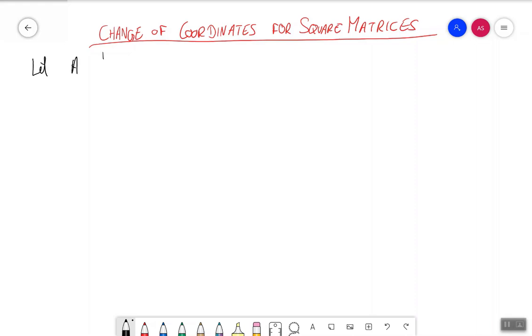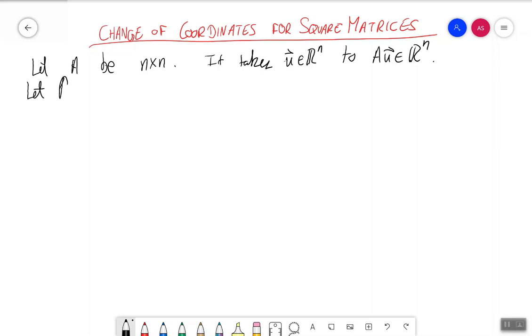Let A be an n by n matrix, and I want to think of it in this lesson as a linear transformation. In other words, it takes a vector u in Rn to the vector Au, which is also in Rn, because A is n by n. Just as in the last video, let B equal v1 through vn be a basis for Rn.